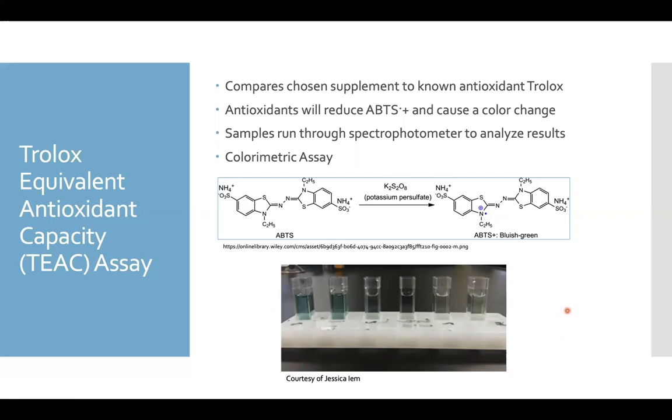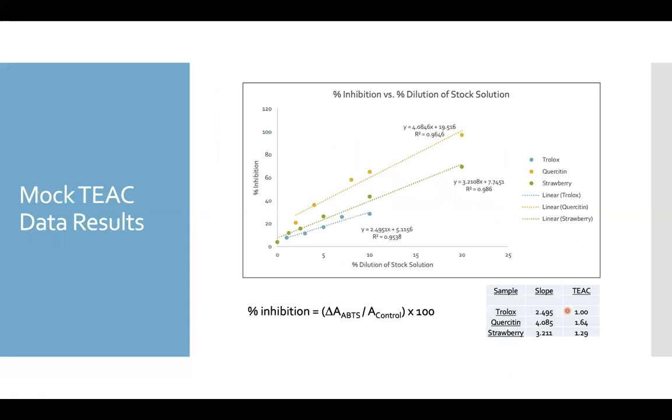Let's take a look at an example of some mock data for the TEAC assay. The data from this slide came from a TEAC assay done to compare the antioxidant activity of a strawberry with Trolox and quercetin, another well-known antioxidant. The supplements are tested in various dilutions, and their absorbances after reacting with the ABTS free radical are put into a percent inhibition. The percent inhibition is the amount of the ABTS free radical that has been inhibited by an antioxidant. A higher percent inhibition means a more effective antioxidant.